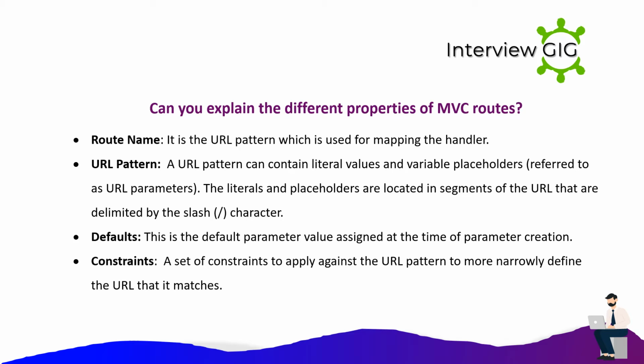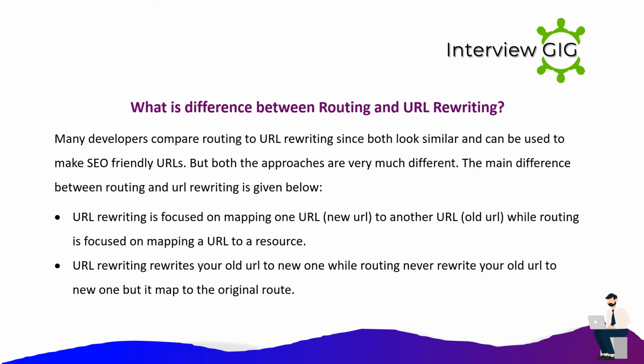The literals and placeholders are located in segments of the URL that are delimited by the slash character. Defaults: this is the default parameter value assigned at the time of parameter creation. Constraints: a set of constraints to apply against the URL pattern to more narrowly define the URL that it matches.